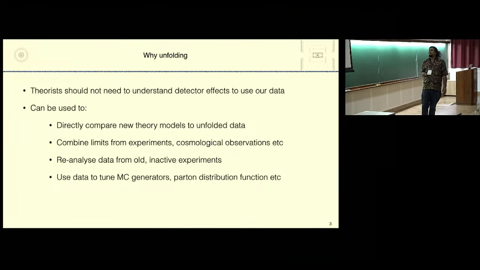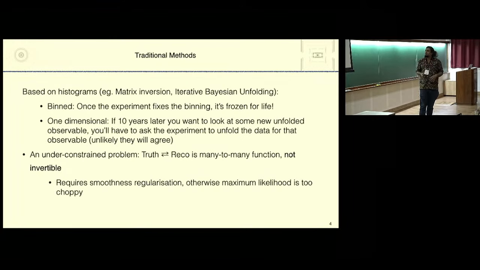And this is used for things like Monte Carlo generator tuning itself to make these simulators match data better, also for parton distribution functions and all of this. And often they will combine data coming from different experiments to tune these simulators better.